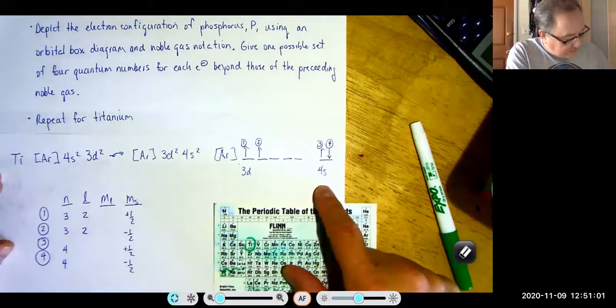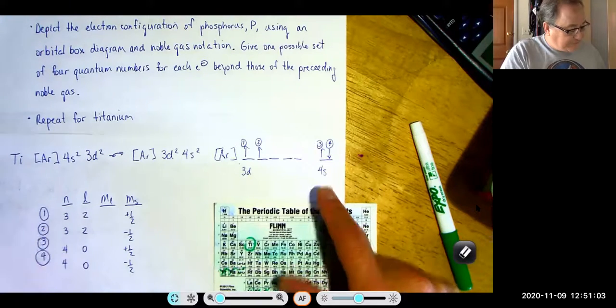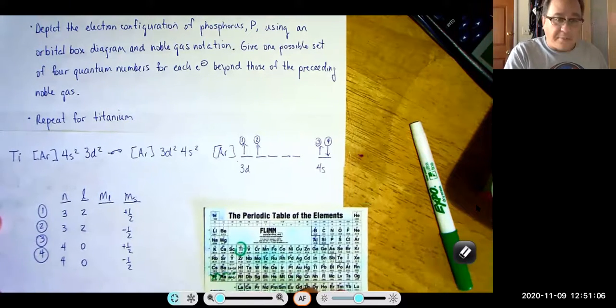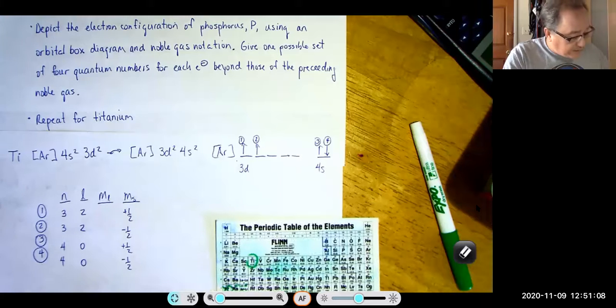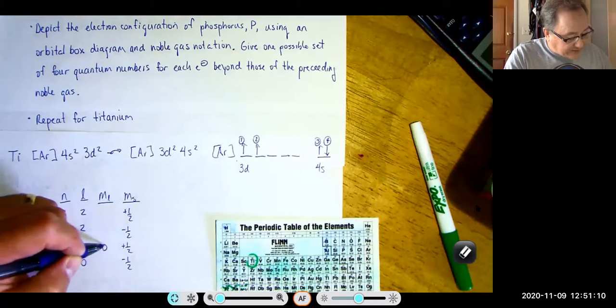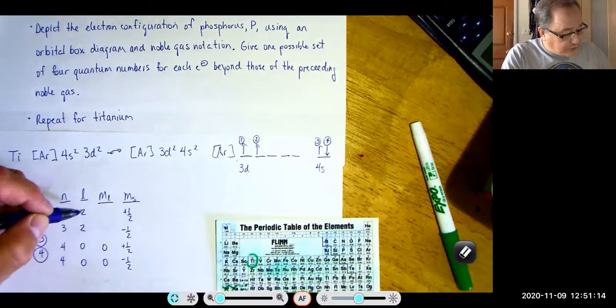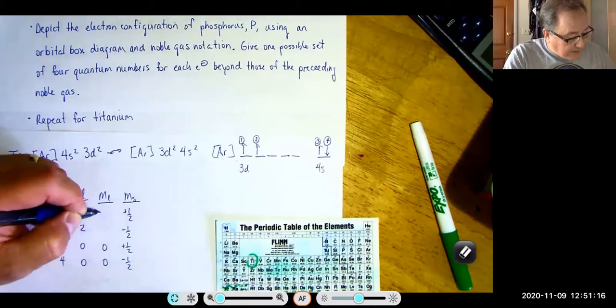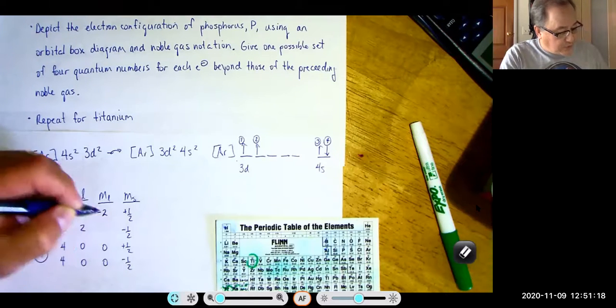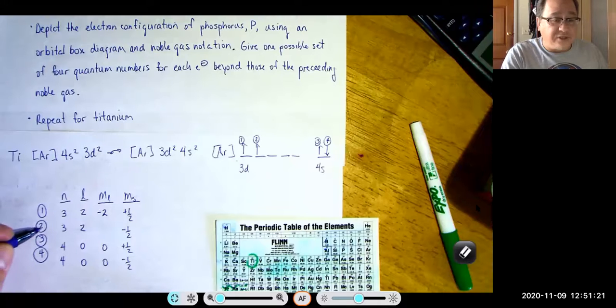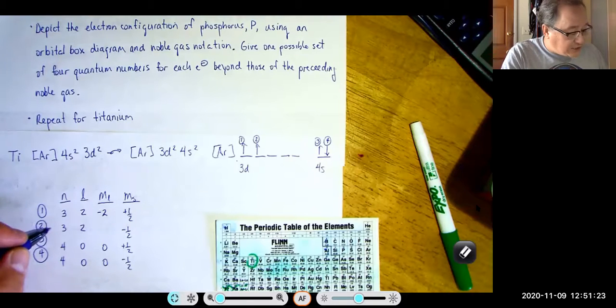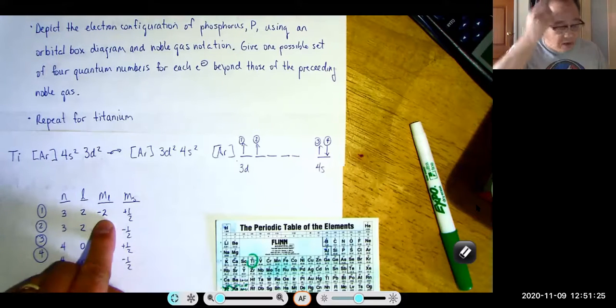S is 0. So those are the L's. Now all I have to do is put in the proper M sub L. Well, if L is equal to 0, M sub L has to be 0. If L is 2, M sub L could be -2, or it could be -1 or 0 or +1. I could choose any of the 5 numbers I want.